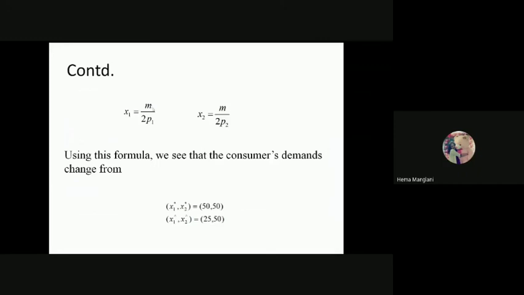M is what? 100, 2 multiplied by 1 if I follow the initial bundle. If I follow the new bundle, after the economic change or the price change, then 2 multiplied by 2 would be here and 2 multiplied by 1 would be here.